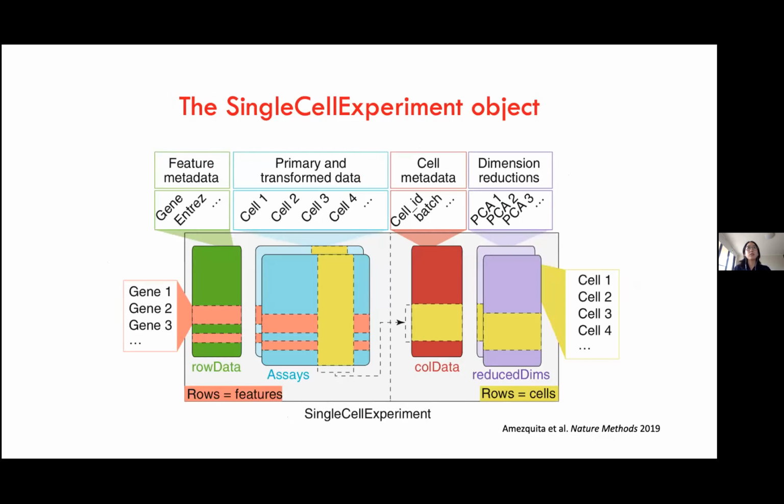And an integral part of our CiteFuse package is the single cell experiment object. A key point here is that the single cell RNA-seq data is stored as the primary data, and we store ADT and HTO data as the alternative expression data. And as for any single cell experiment object, the columns denote cells and the rows denote genes.